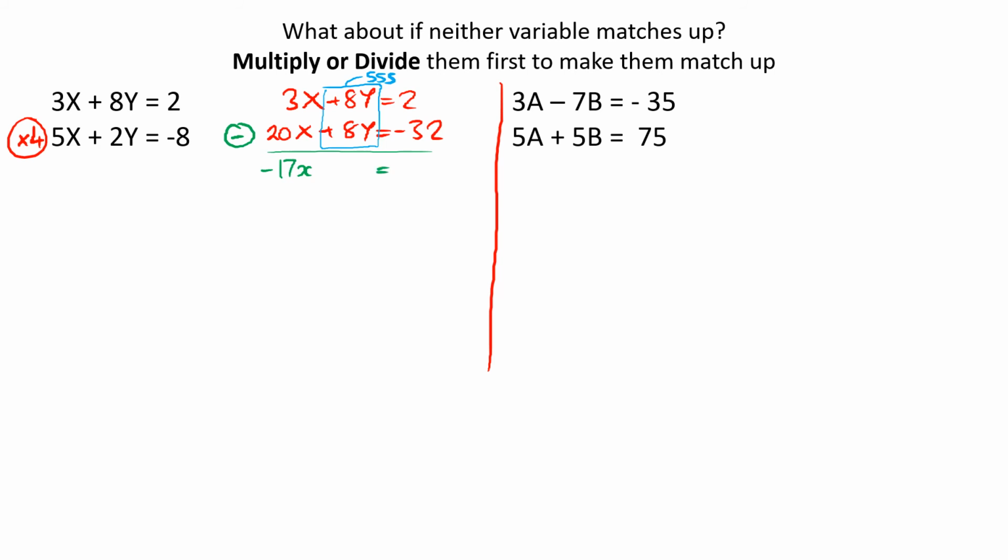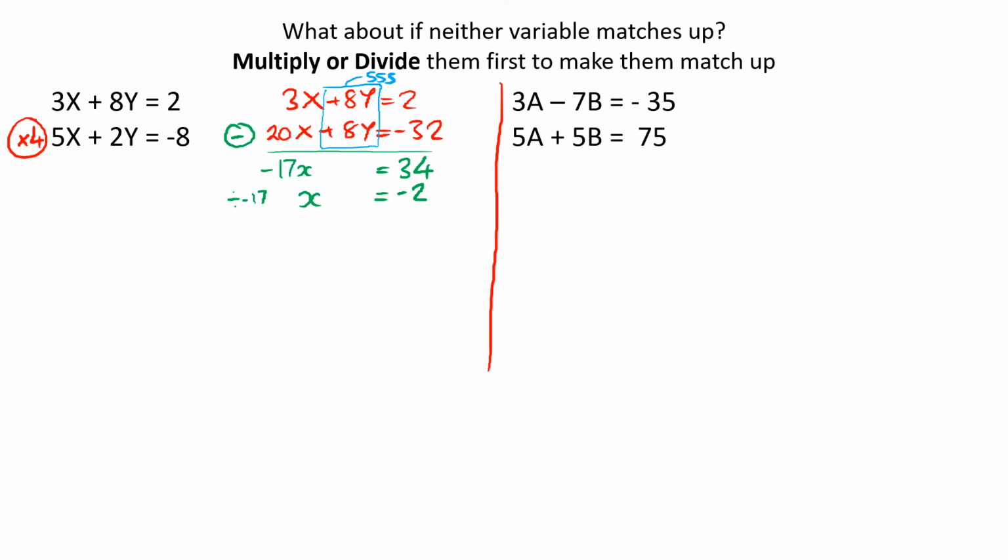is equal to, be careful here, 2 take away minus 32 is what we need to do here. That'll go into 2 plus 32, so that'll go to 34. And that means we will actually have quite a nice sum. We're going to need to divide by minus 17, and that'll give you x is minus 2.